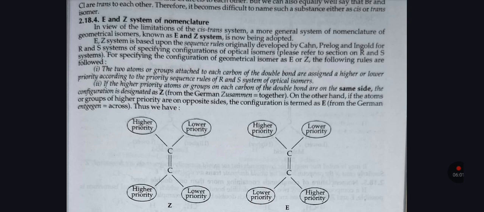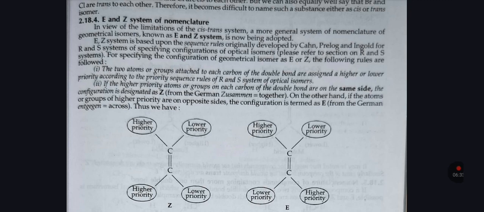The following rules are followed. First, the two atoms or groups attached to each carbon of the double bond are assigned a higher or lower priority according to the priority sequence rule of the R and S system of optical isomers. Second, if the higher priority atoms or groups on each carbon of the double bond are on the same side, the configuration is designated as Z, from the German word zusammen, which means together.